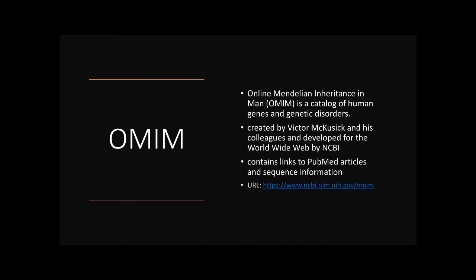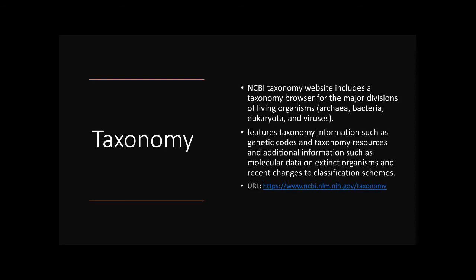We have OMIM, the Online Mendelian Inheritance in Man, which is a catalog of human genes and genetic disorders. It was created by Victor McKusick and his colleagues and developed for the World Wide Web by NCBI. It contains links to PubMed articles and sequence information. Then we have Taxonomy. The NCBI taxonomy website includes a taxonomy browser for the major divisions of living organisms. It features taxonomy information such as genetic codes and taxonomy resources, and additional information such as molecular data on extinct organisms and recent changes to classification schemes.